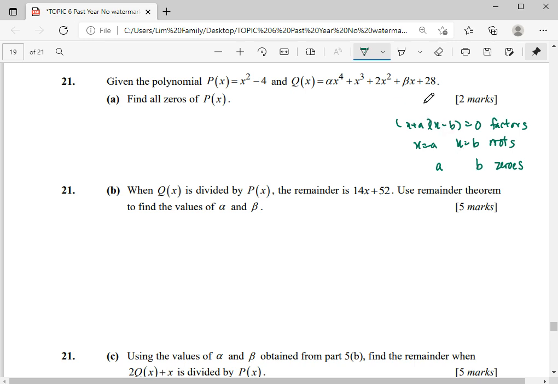So we take this px equals x squared minus 4. We try to factorize it first. It will be x plus 2, x minus 2. So now this polynomial px is in factors. Then they ask for roots, which means we take out the value. The values here are negative 2 and 2. So this is what we call zeros.